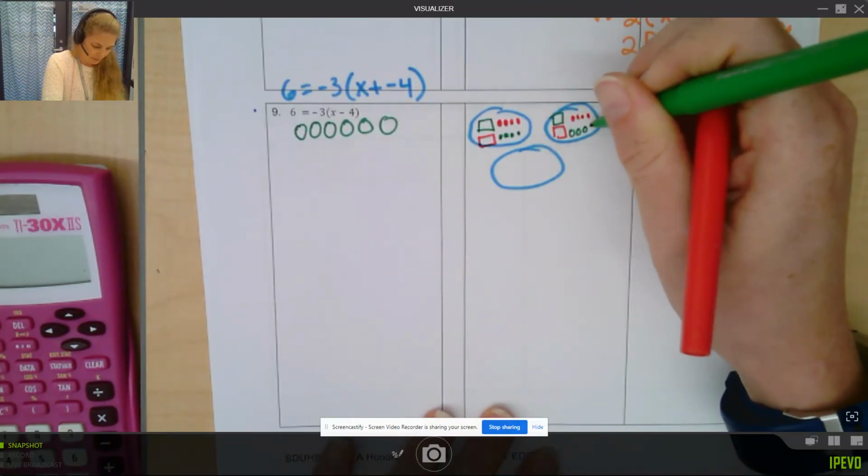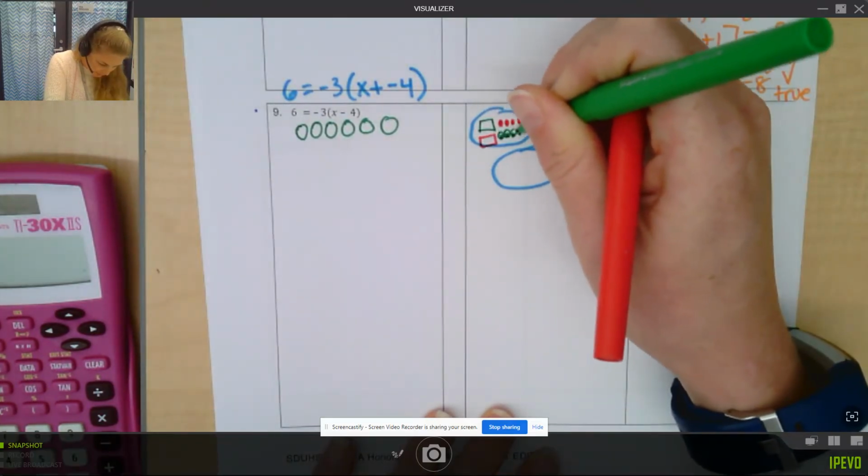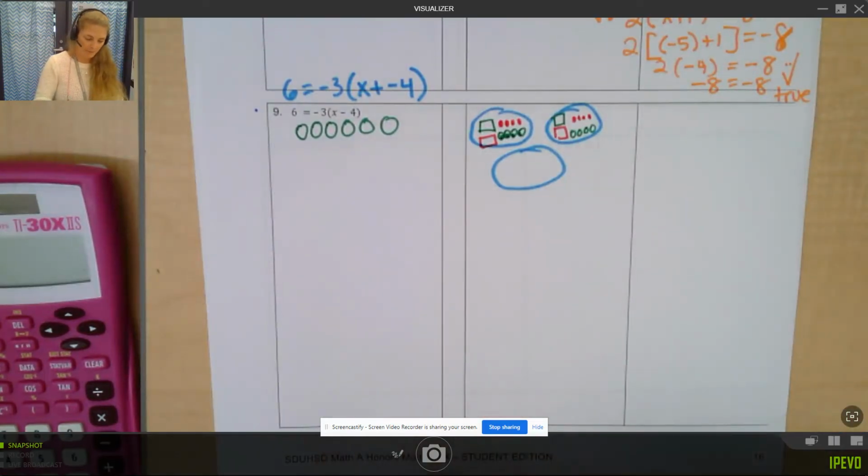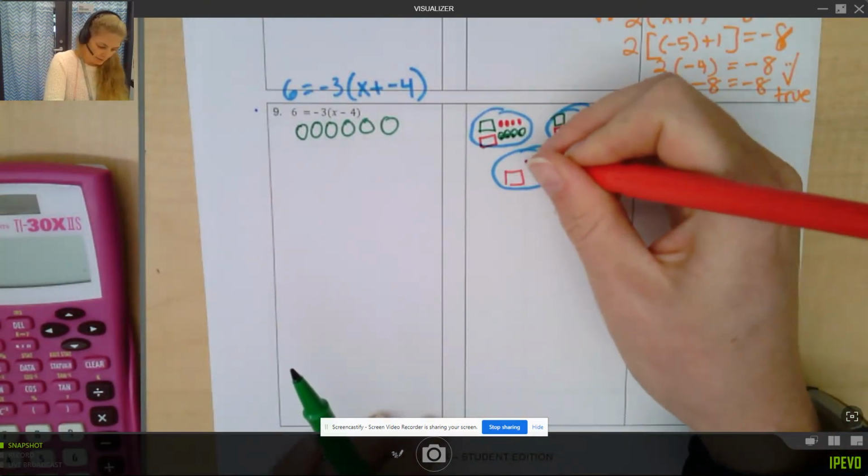Oh no, I should not have filled these in. Gotta make them look open. There we go, that's better. And this last one.